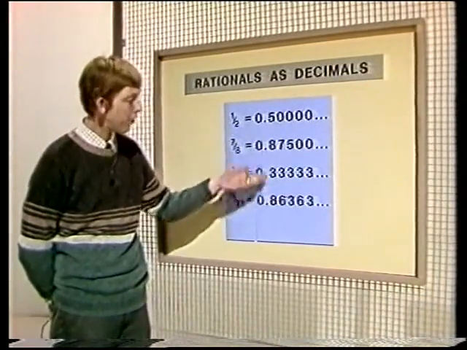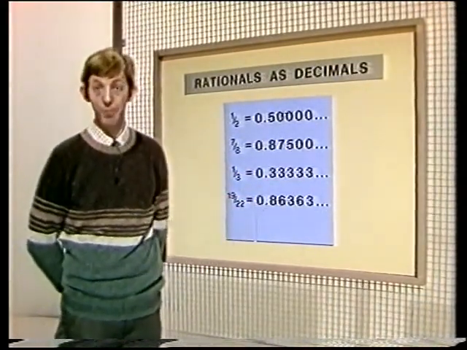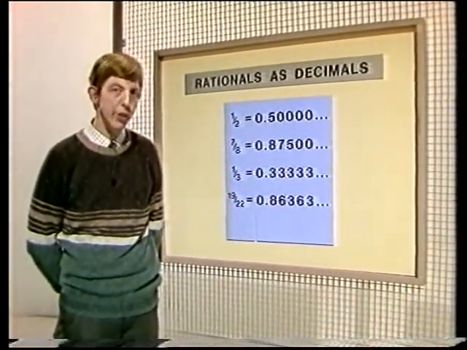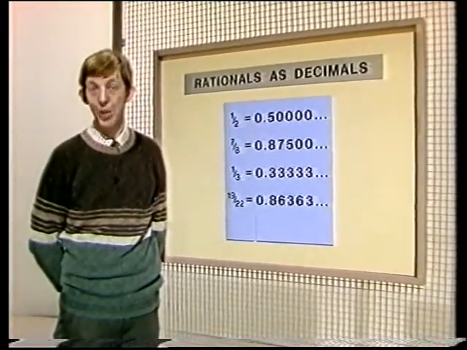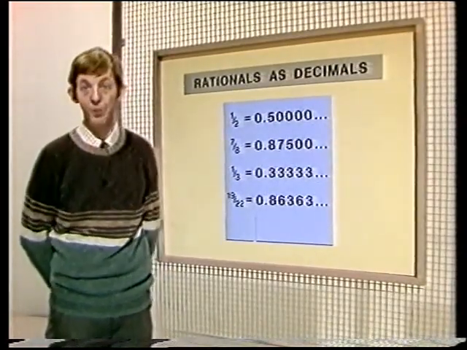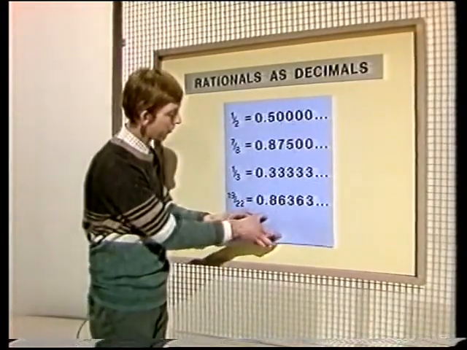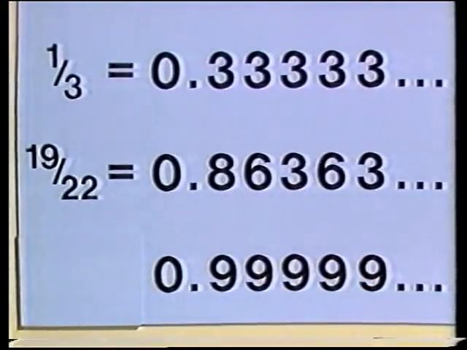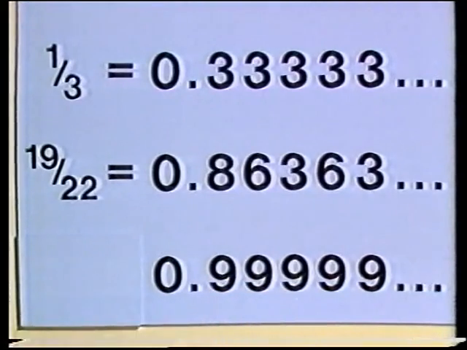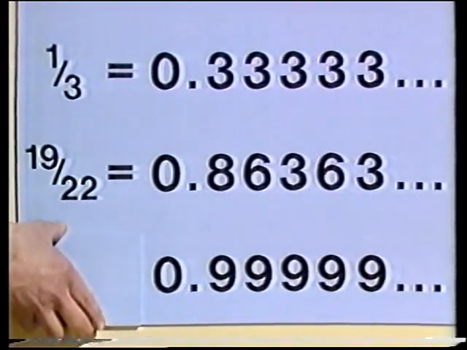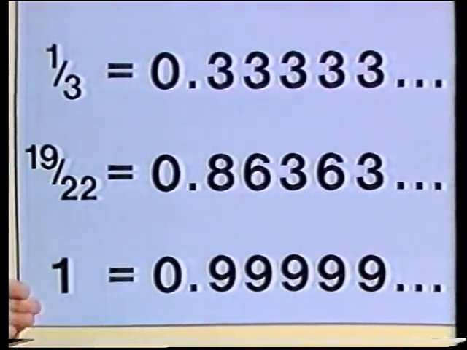Now, all these decimals arose by long division. But there's one kind of recurring decimal which doesn't arise from any rational by long division. One like this, which ends in recurring 9s. Numbers like this do keep cropping up, so what do we do with them? Well, what we do is to define this as an alternative representation for 1.